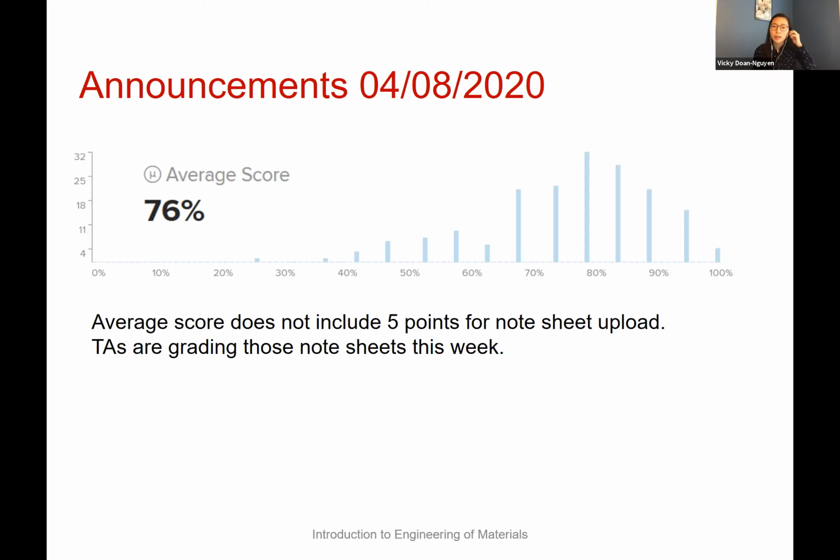All right. Good morning, everybody. So today we'll continue with optical properties.